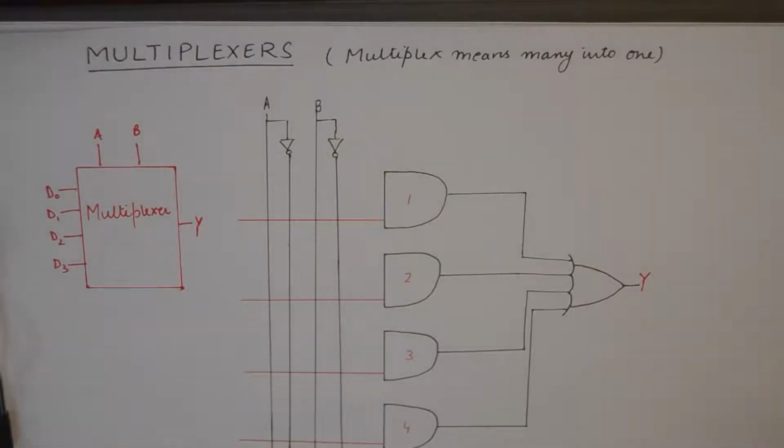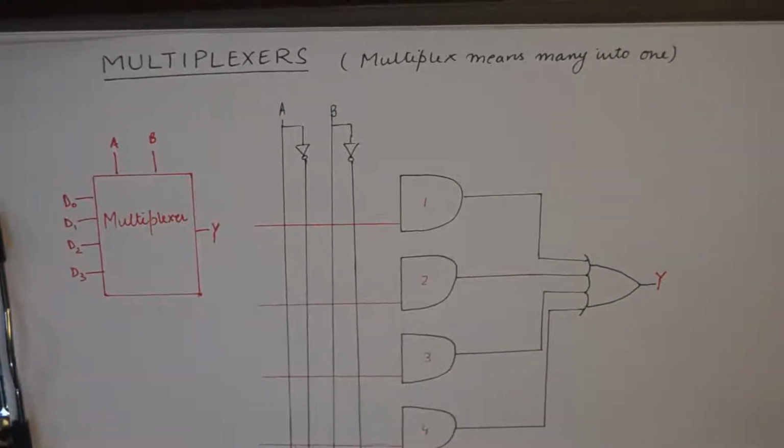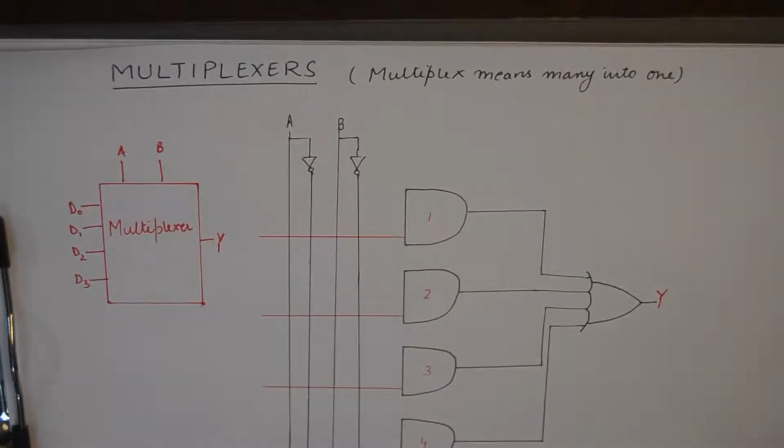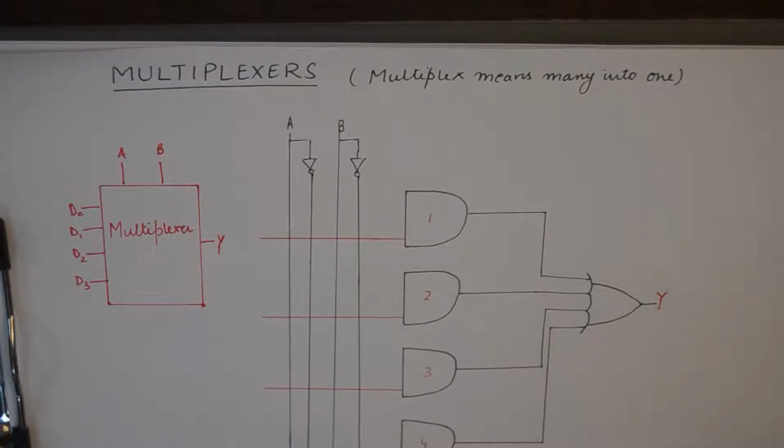We'll study multiplexers today. Multiplex means many into one, and a multiplexer is a circuit with many inputs but only one output. Now how do we select that lucky one input that goes to the output is what a multiplexer is all about. So a multiplexer will select or will steer one of these inputs to the output using select lines.